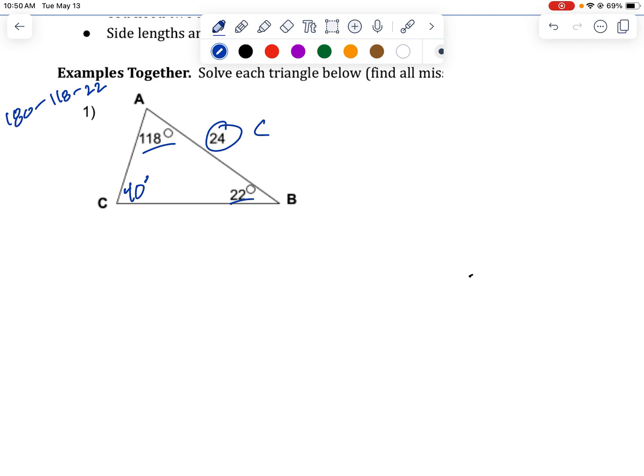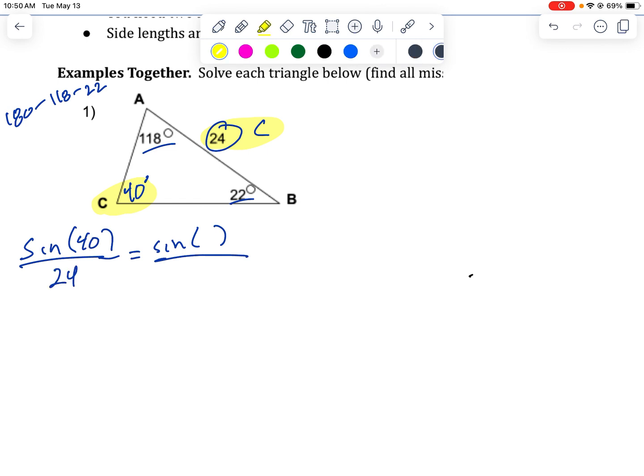So my setup will always look like this: sine of an angle over a side equals sine of an angle over a side. Angle C must be in the same ratio as side c. So if angle C is 40 and side c is 24, they must be in the same ratio. Angle A is 118, and I want to find side a. So I put the 118 there, and I have side a right here.